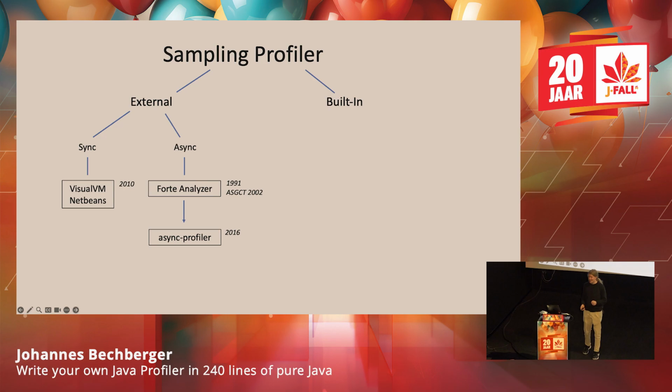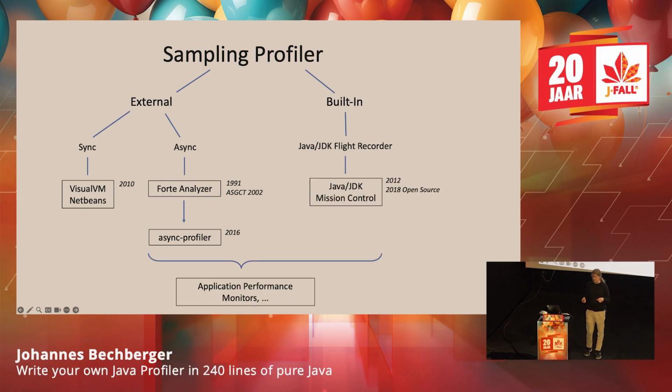So there are also built-in ones. Essentially, that's specific to the OpenJDK. AsyncGetCallTrace and the things around it might also work on OpenJ9 and other JVMs, but the built-in ones are specific to the OpenJDK. And there's Java Flight Recorder, later JDK Flight Recorder. That's built into your JVM and can use all the nice internal features. And this has a front end called JDK Mission Control.